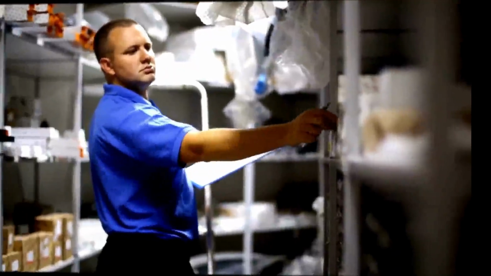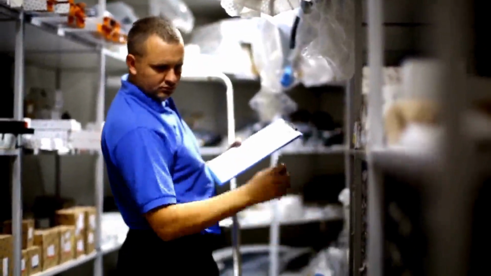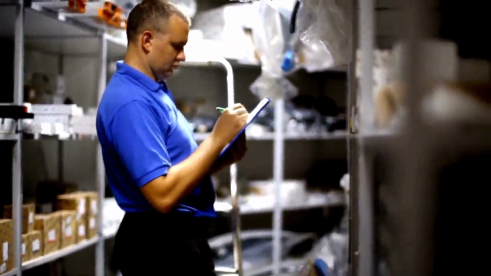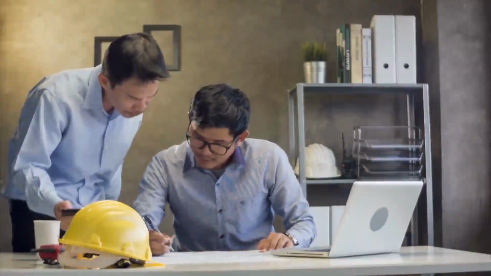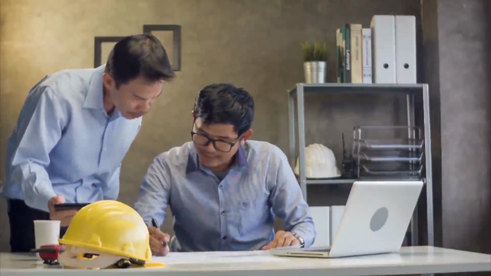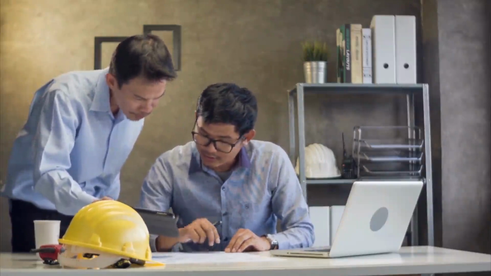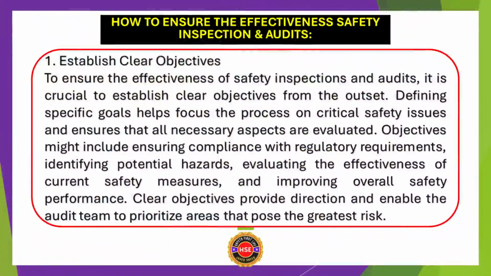Dear friends and fellows, safety audits and safety inspections are carried out to keep the workplace safer. But if there are still incidents and accidents after inspections and audits, it means there is some gap, or in other words, safety inspections and audits are not effective. So, how can we make them effective? I'll highlight a few important points. Point number 1, establish clear objectives.